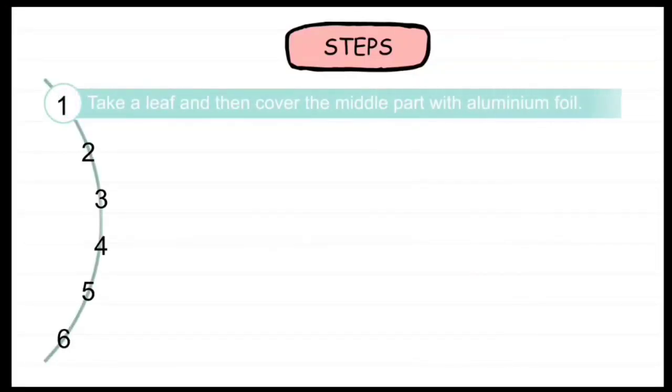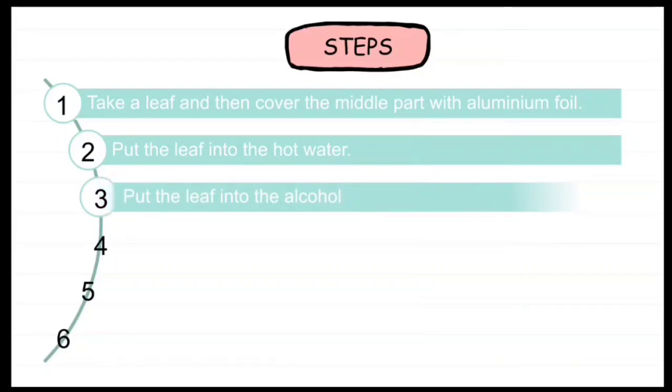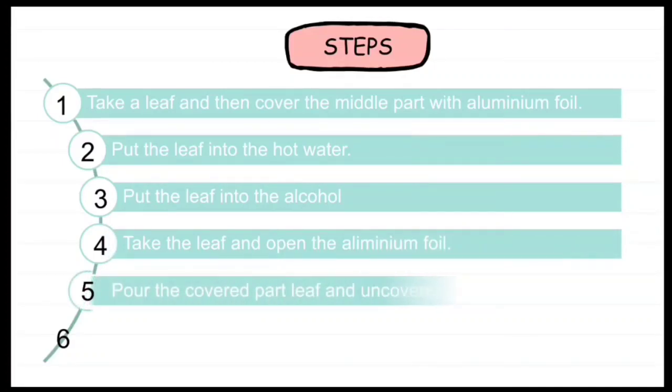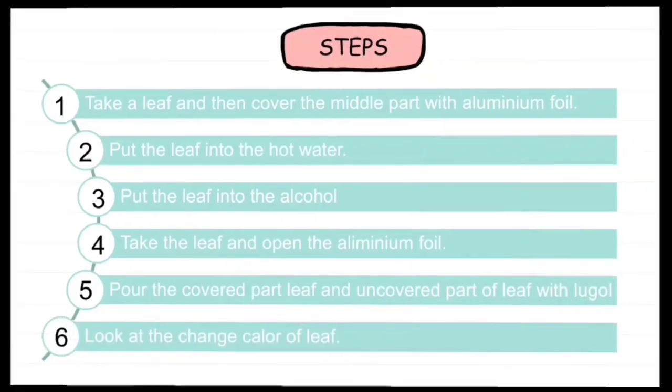Next are the steps. First, take a leaf and then cover the middle part with aluminium foil. Second, put the leaf into the hot water. Third, put the leaf into the alcohol. Fourth, take the leaf and open the aluminium foil. Fifth, pour Lugol on the covered part of the leaf and the uncovered part of the leaf. And sixth, look at the change of color of the leaf.